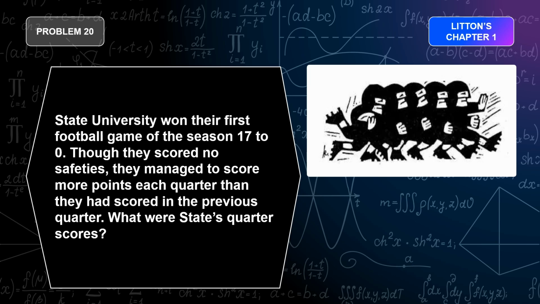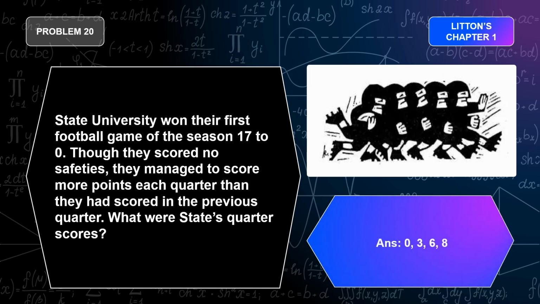Problem number 20. State University won their first football game of the season 17-0. Though they scored no safeties, they managed to score more points each quarter than they had scored in the previous quarter. What were State's quarter scores? The correct answer is 0, 3, 6, and 8. Without safeties, only one answer is possible: 0, 3, 6, and 8.